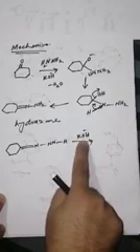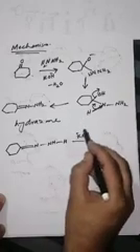Since we are using the base, now comes the greater impact of this base. This base, potassium hydroxide, this hydroxide ion abstracts this hydrogen. This bond moves here and this bond moves here. Carbon gets a negative charge. Nitrogen, there will be a double bond here. You will get this species.